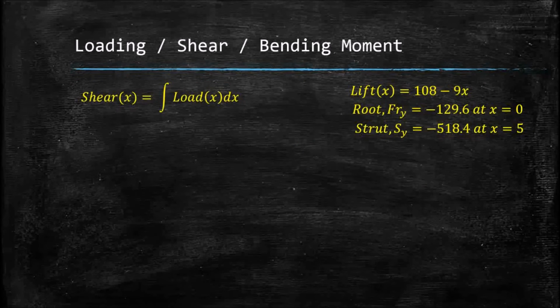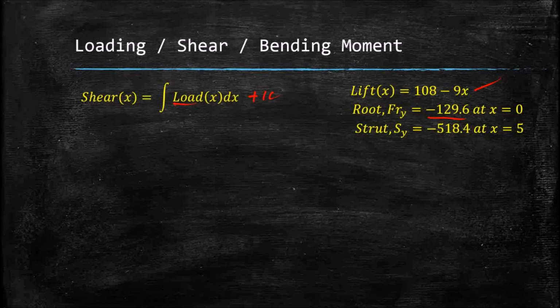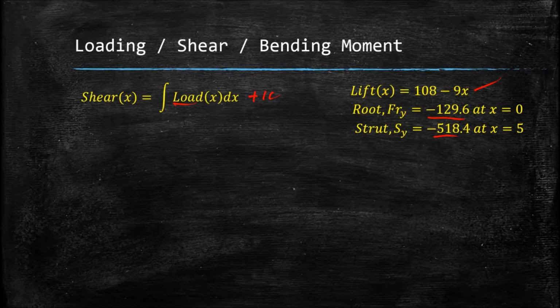As before, the change in shear is a function of the integral of the load. Look at it as a delta shear is the integral of the load, plus we'll have some initial conditions. We determined that the lift is that equation, which we'll substitute into the load here. The forces at the root, we had minus 129.6 in the y direction and minus 518.4 in the y direction downward at the strut location, x equals 5.